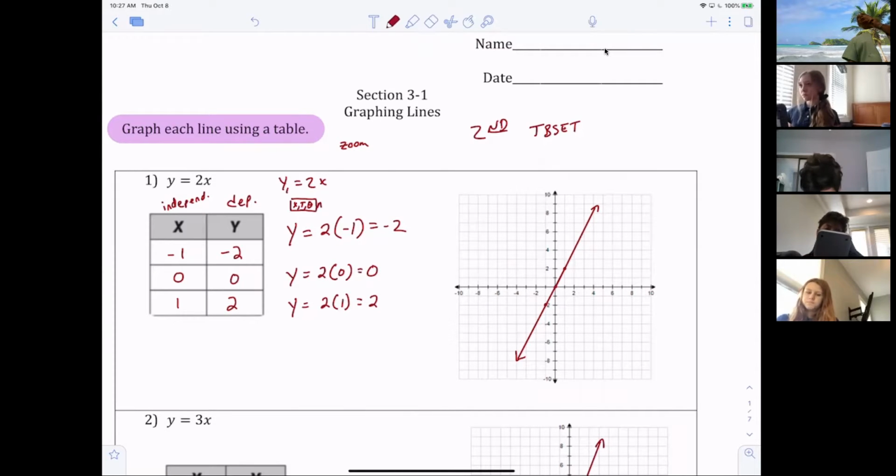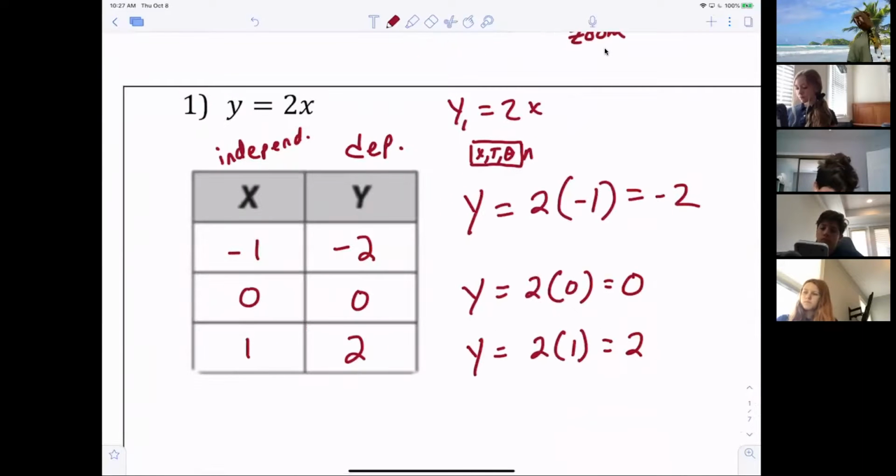I just put it there and then work. Well, what do you have under y equals? I'm asking you to do number 1, y equals 2x. Everybody should have under y equals 2x. Go to y equals.